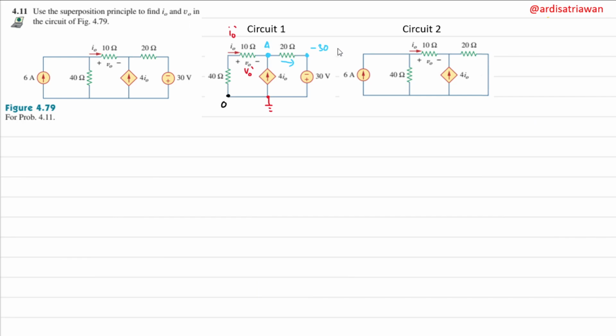Okay, now we have this circuit number 2, and let's name V0 and I0 on this circuit as V0 double prime and I0 double prime. So we need to use different names then.